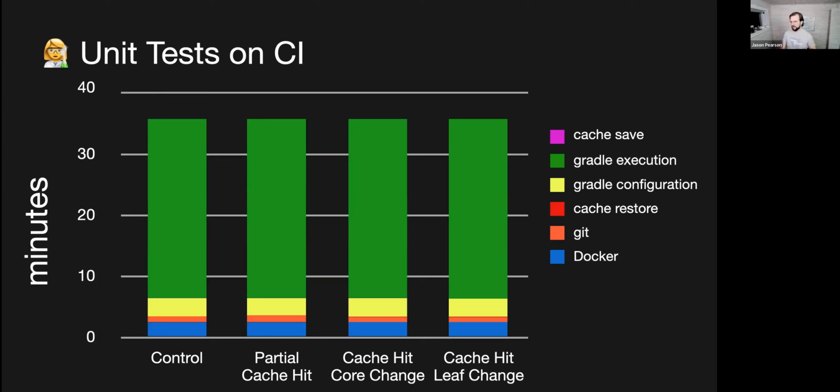Generally, we were starting through a 6-month period of work around this amount. Control is without any optimizations whatsoever, just so you can refer back to how far we've gone. Partial cache hit is when we at least get a Gradle wrapper cache hit and maybe nothing else. Cache hit core changes, we've changed some core file, everything's going to recompile. Cache hit leaf changes, some feature has changed in the project.